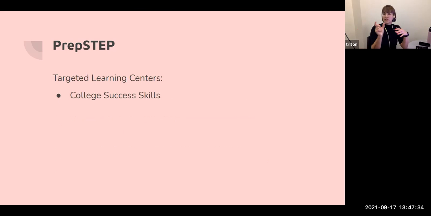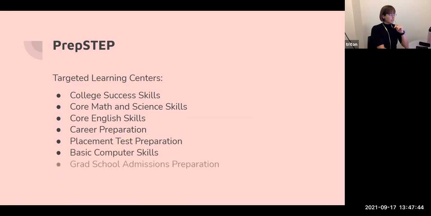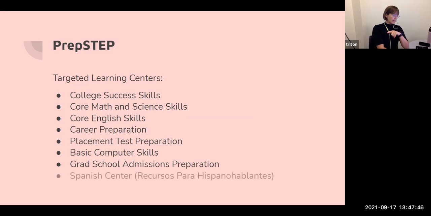It has a list of targeted learning centers. That's what they call each of the sections. So they have college success skills, core math and science, core English, career prep, placement test prep, basic computer skills, grad school admissions prep, and then they also have a Spanish center. So if you are teaching any of the Spanish GED classes, there are a few resources for Spanish speakers, but it's not nearly as robust as what is available for English speakers.